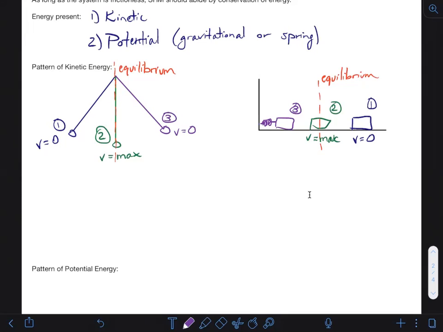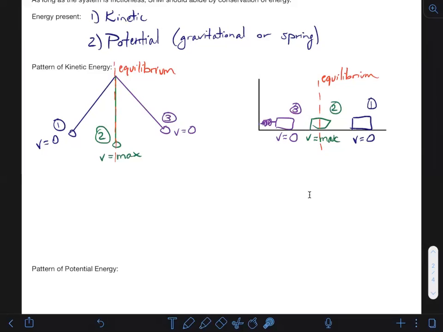Okay, so this pendulum, once it reaches right here, it stops, and then it's going to start to swing back towards equilibrium. For our mass spring system, we're going to compress the spring until the mass stops, and then the spring is going to push that mass back towards equilibrium.